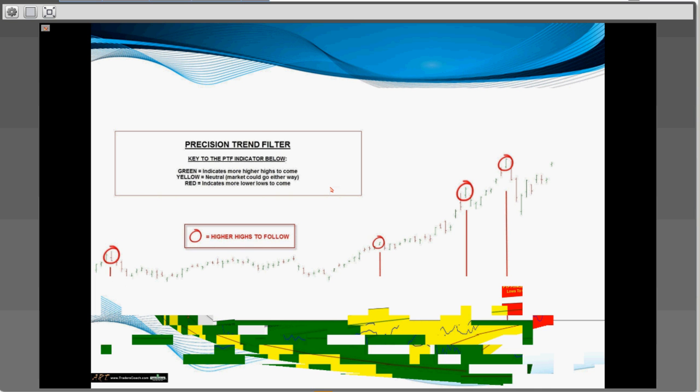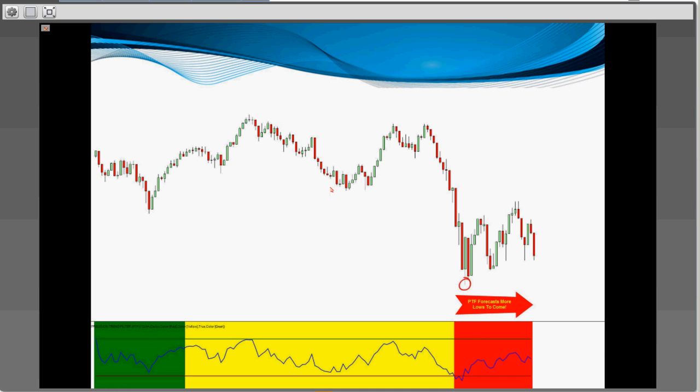Likewise, if it's red, it means you have a 75% probability that low will be penetrated again. So why is that helpful? Well, because if you have a red PTF, then it's not an indication that the trend is over. And so you've got to be careful going long.